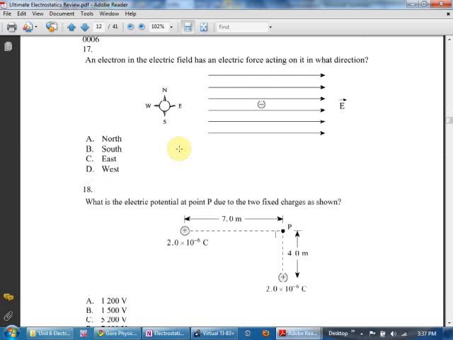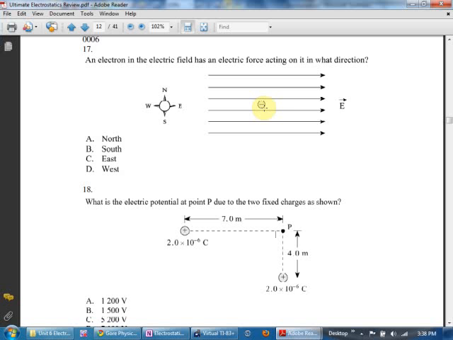Number 17, if the electric field is this way to the right, and this is an electron, which way would an electron want to move in an electric field that was pointing to the right? Left, west, right? Because the electric field tells me which way a positive wants to move. We assume the electron wants to move in the opposite direction, west.